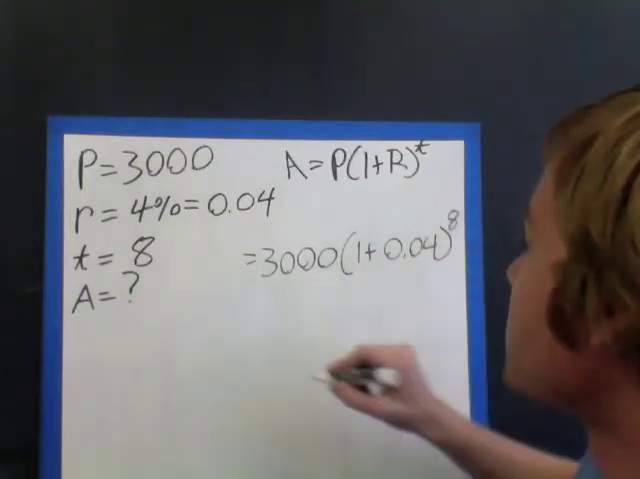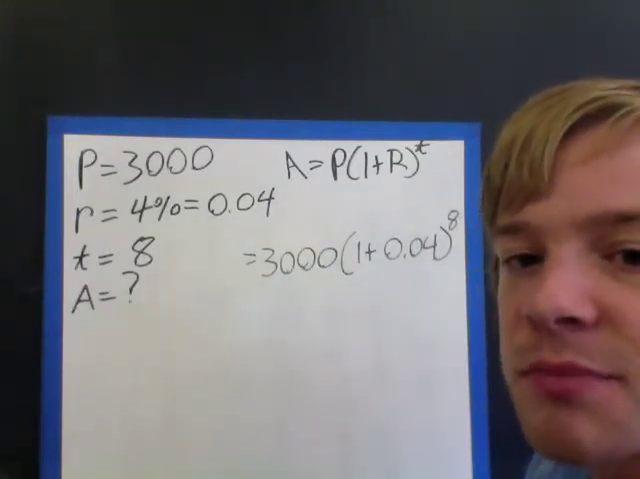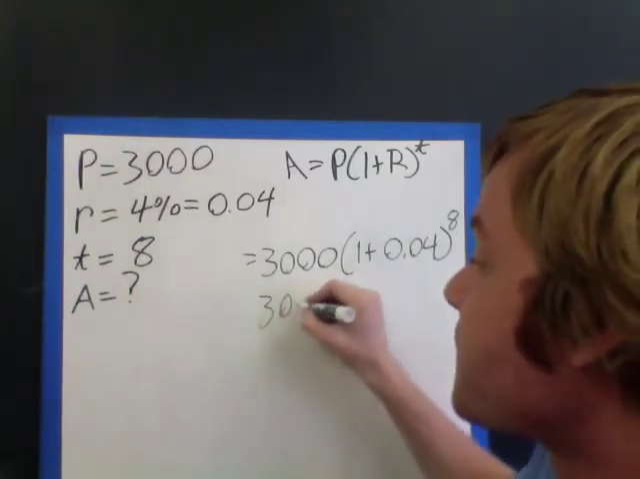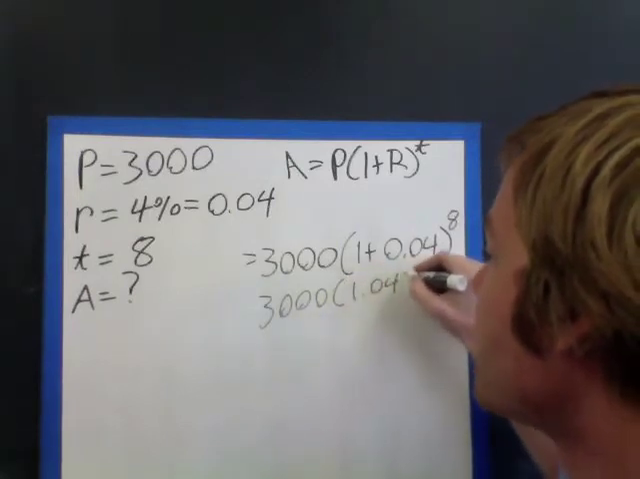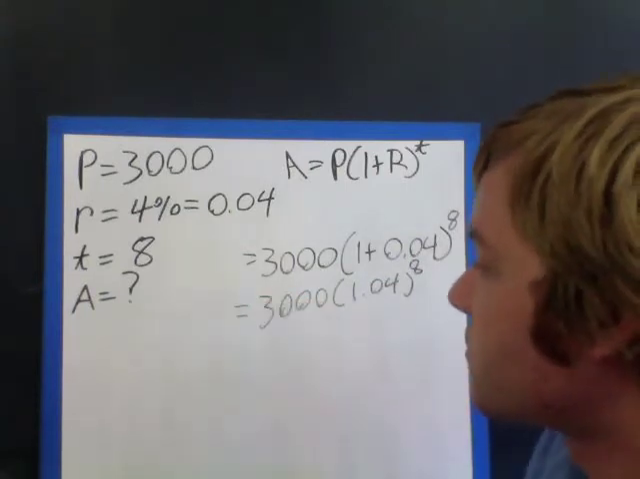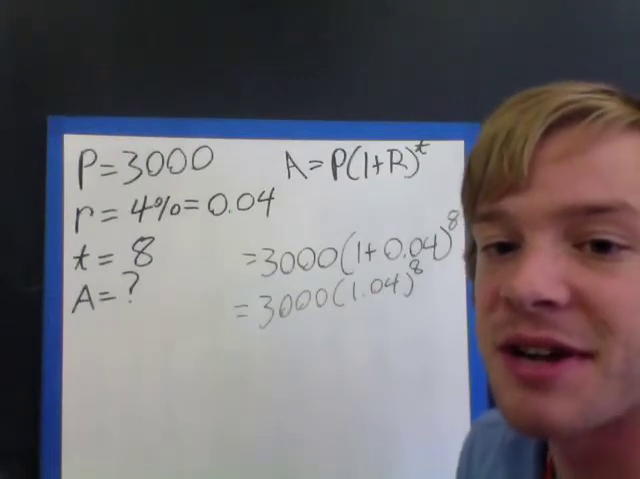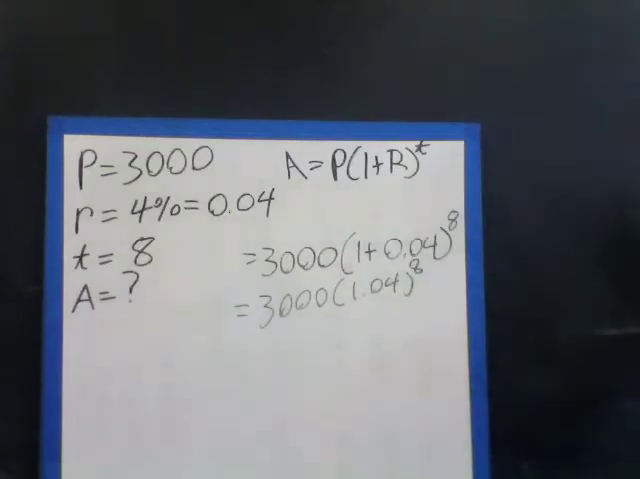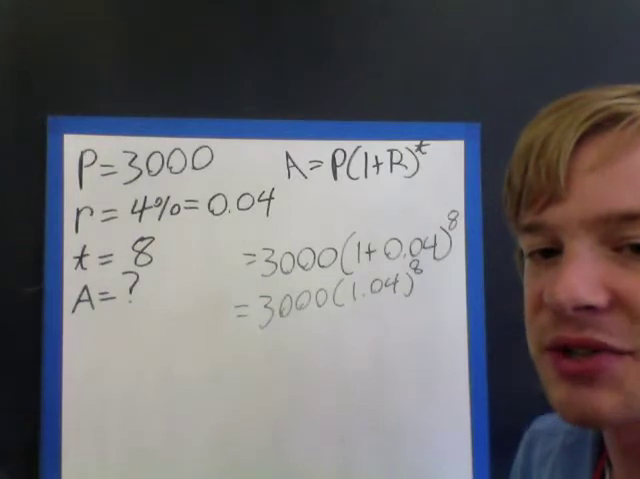Now our first step here is to simply add 1 plus 0.04. So the 3,000 stays the same. I have 1.04, and this is raised to the power of 8. Now the next step, you will want to grab your calculator because this is not something most people can generally do in their heads. I've got to grab my calculator. And we're just going to enter this in the way we normally would enter exponents.